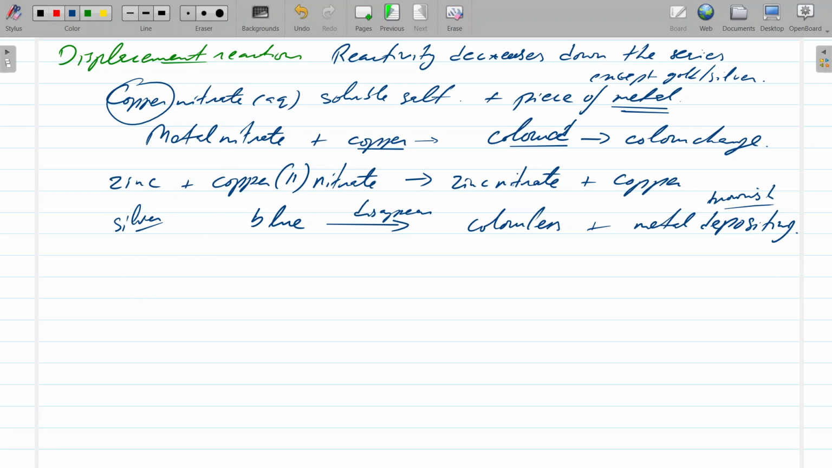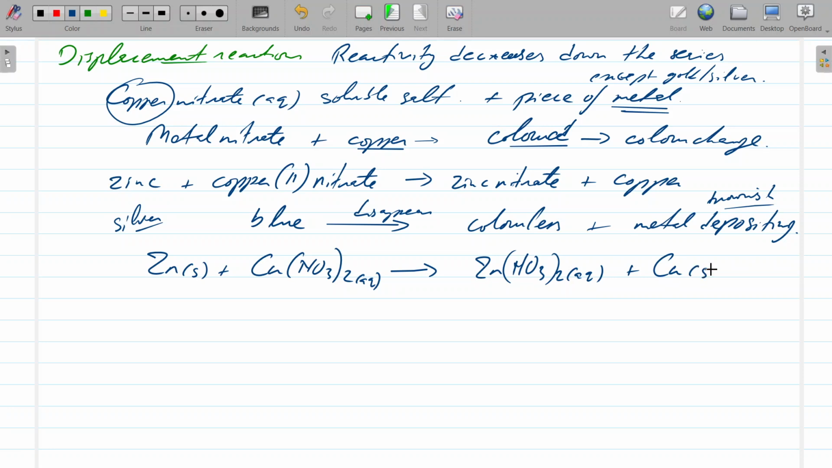Okay, let's do the equation for this. We've got zinc, that's Zn, a solid, plus copper nitrate, that is aqueous, and then you have zinc nitrate, which is also aqueous, and you've got copper as a solid.